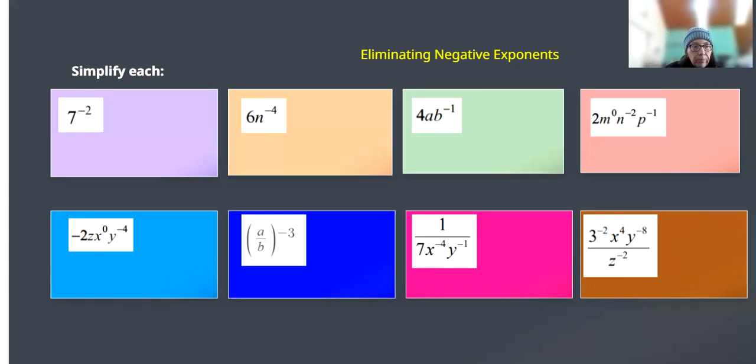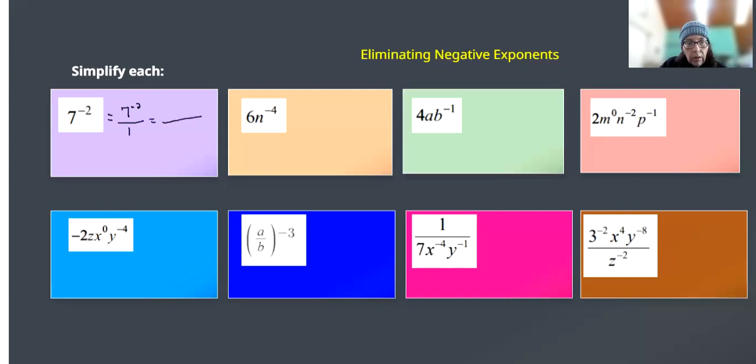So number one, it says 7 to the negative 2. I want you to start by making your number into a fraction. And how do we do that? We just put a 1 underneath it. It'll be easier for you to understand this. Oops, that's a bad line, isn't it?